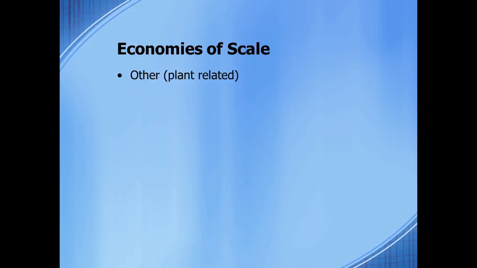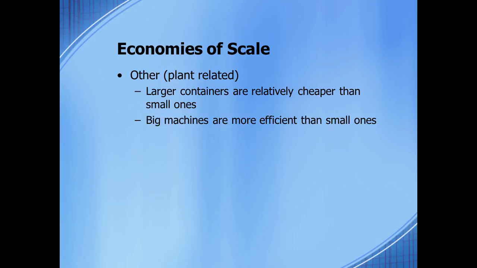If we think about the plant related issues, for example, large containers are relatively cheaper than small ones. So it may well be worth getting a 3,000 litre tank rather than a 1,000 litre tank, because it holds 3 times the quantity, and this could be more efficient for a larger company. So bigger machines are more efficient than smaller ones.